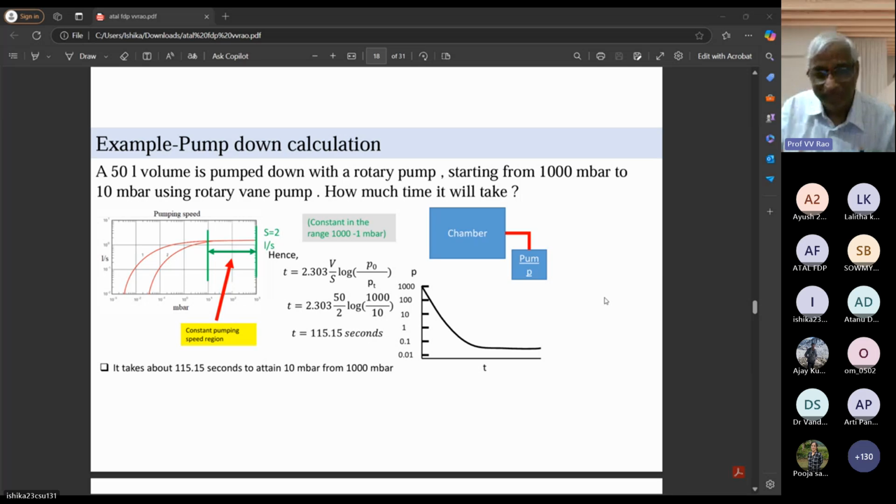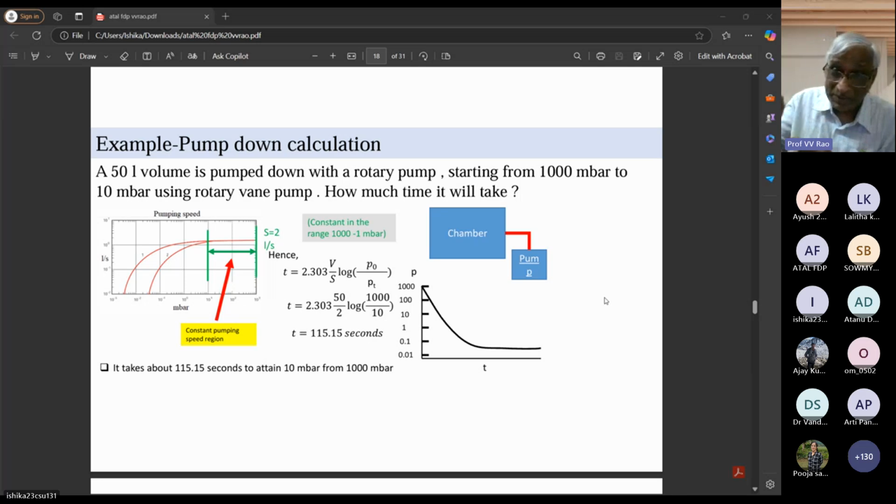A rotary pump is starting at 1000 millibar. How much time will it take? The chamber volume is 50 liters. Okay. And pumping speed is also given as a particular pumping speed, 2 liters per second. Normally rotary pumps are rated per minute, so 120 liters per minute. So pumping speed is given.